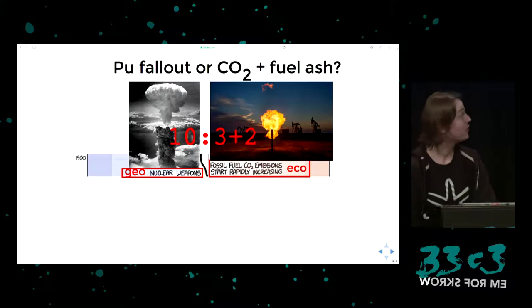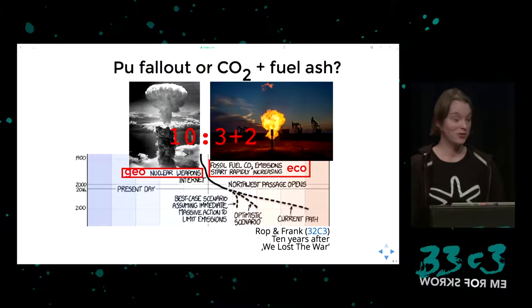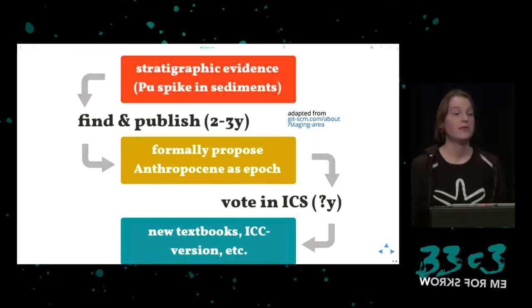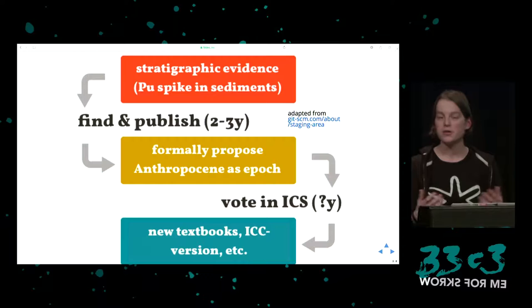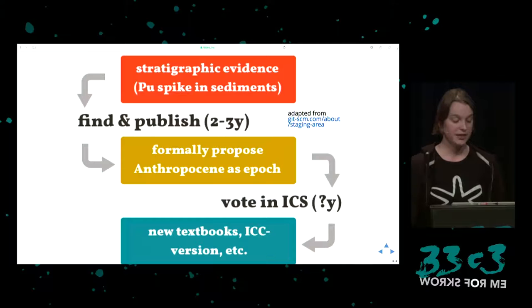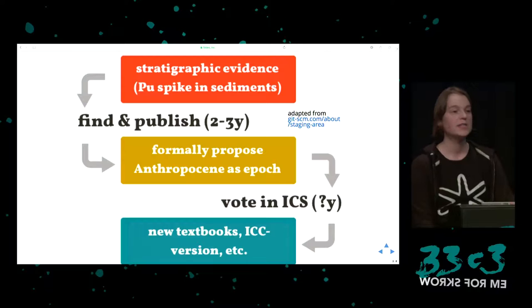Rob and Frank talked about this last year, so I encourage you to also rewatch this talk again. And now the geologists have basically everything they need. They have a clear goal, what to search for in the stratigraphic records. This will take the regular amount of time in science, like projects are going on, expeditions are mounted. Drill cores will be drilled, and in a few years, there will most likely be a formal proposal to have the Anthropocene accepted as an epoch in the geological record.